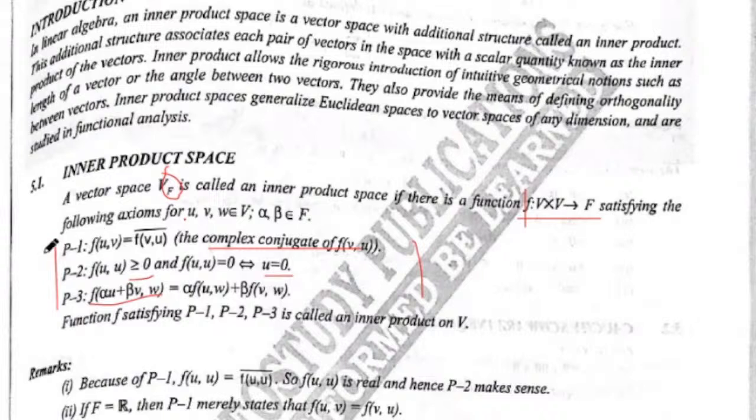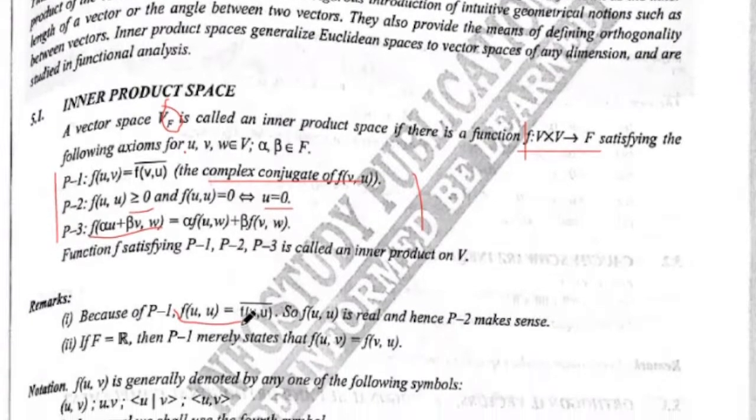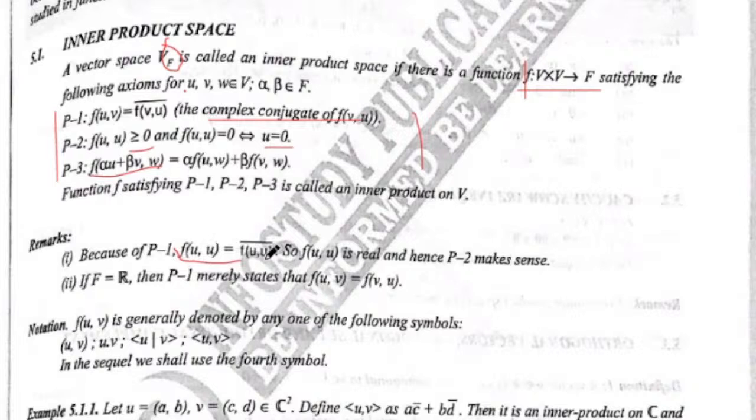Here, from property 1, if we take f of u comma u, it is equal to f of u comma u the whole bar, hence f of u comma u will always be real, and hence from P1 itself we can conclude that P2 is true. If the field is the real numbers R, then property 1 is nothing, for real numbers the conjugate will be the same. That is, f of u comma v is equal to f of v comma u.